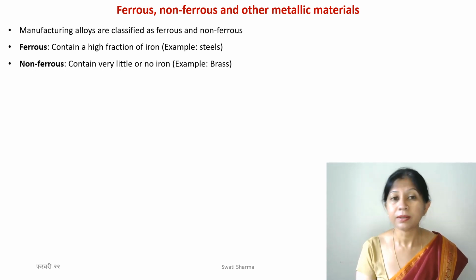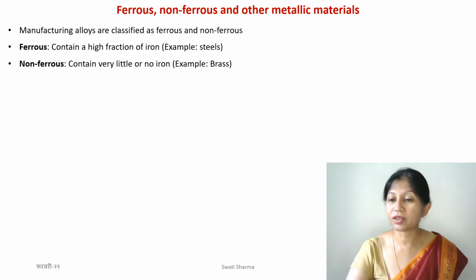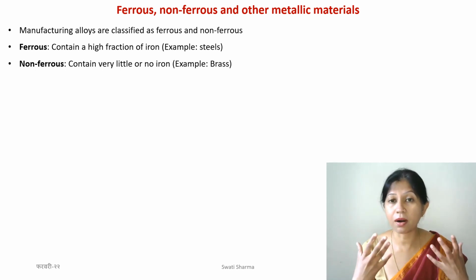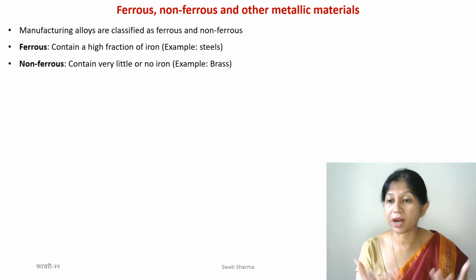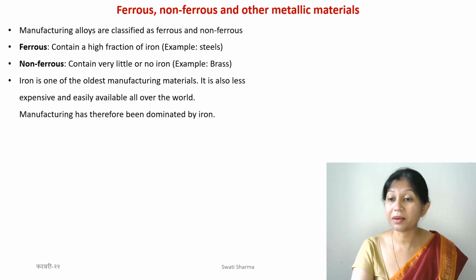Non-ferrous, of course, in most cases does not contain any iron. But if you have 1% iron, that's acceptable. It is not the base material. So copper wires, if you think of them, are just copper. Or if you are thinking of any alloy, brass is one example where you don't have iron. Or in some alloys you can have very little iron, but it's not really the base material. So we have ferrous and non-ferrous alloys and metals that are used for manufacturing purposes.